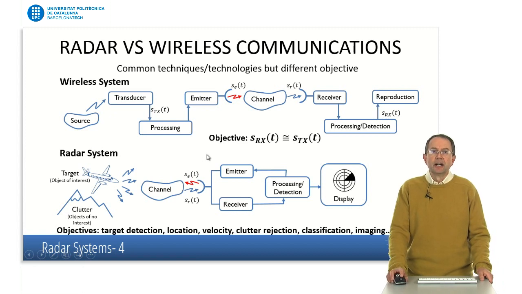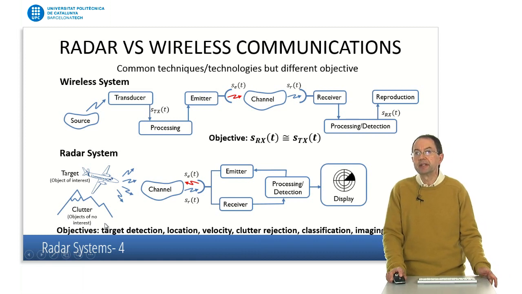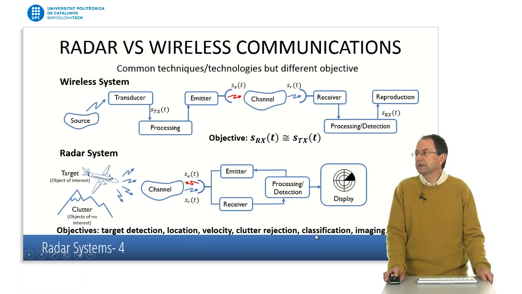In radar, we use the same technology. You see, we also have emitter, receiver, processing, detection. These are the same processing blocks that we have in a wireless system, but the purpose is totally different. In a radar, the objective is not to transport information, it's to obtain information. So here we have the objectives: target detection, location, velocity obtention. We want to reject clutter. Clutter is objects that we have no interest in, but which provide interfering signals for the radar. We want to eliminate clutter. And then some radars are able to classify the target and even to obtain images of the target. We will talk about this during the course.